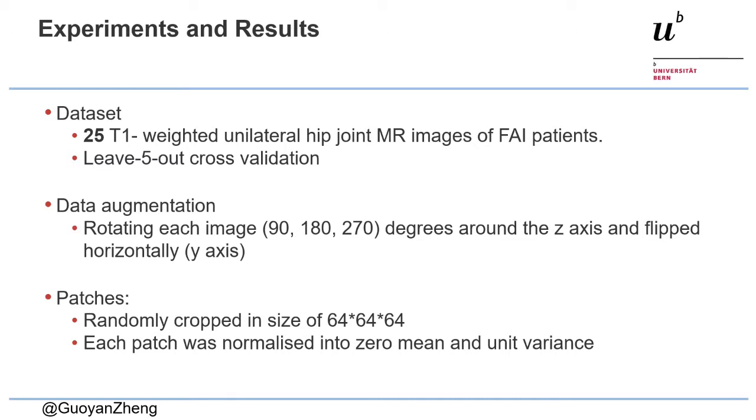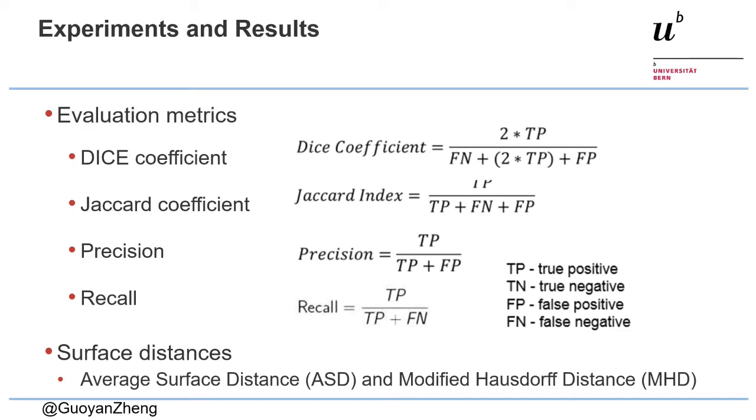We did an evaluation study, taking 25 T1 weighted unilateral hip joint MR images of FAI patients. We did leave-5-out cross validation. Like everyone, we do data augmentation and also sample patches, and pass them through our network in order to get the fully automatic segmentation. We evaluate our method with the following metrics: Dice, Jaccard, precision, recall, as well as surface distances, like average surface distance and modified Hausdorff distance.